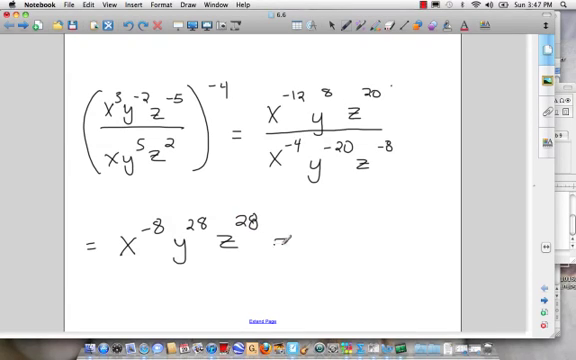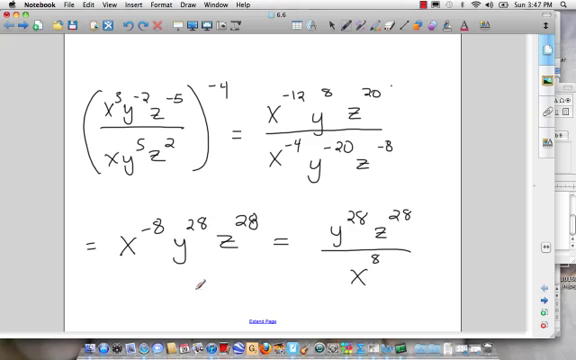And then if you're asked to use no negative exponents, you've got y to the 28th, z to the 28th, and you get your x to the 8th to have a positive exponent by moving it into a denominator.